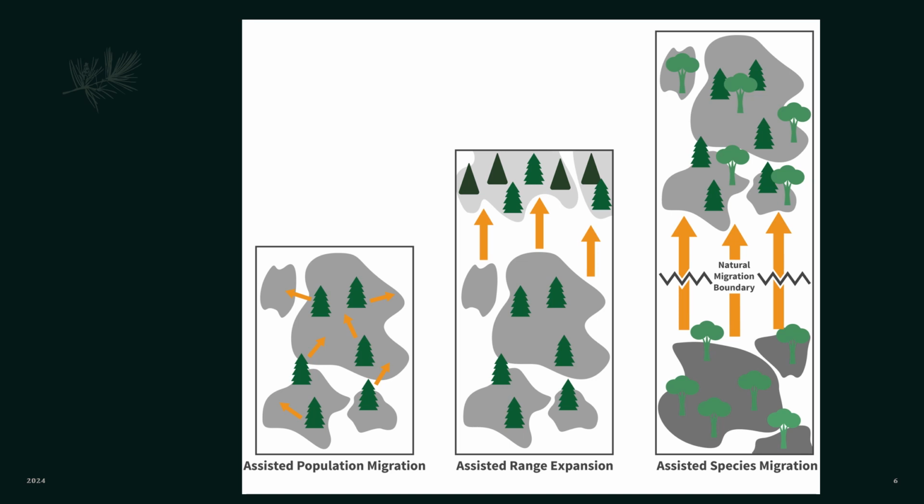The third type is the assisted species migration, and this moves trees completely out of their range across natural migration boundary. And this is normally quite risky. However, we're seeing good results with the planting of western larch, which is native to southern BC and the northern Pacific Northwest. And this western larch has been planted in north and central BC to replace lodgepole pine stands that were decimated by the mountain pine beetle.